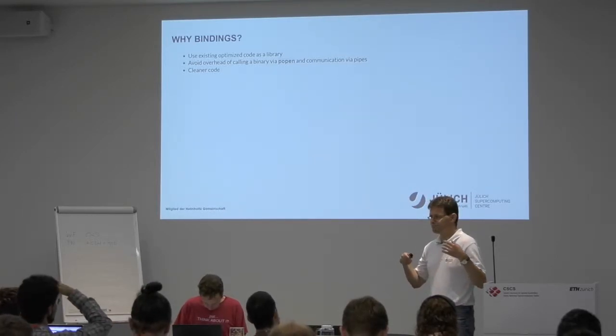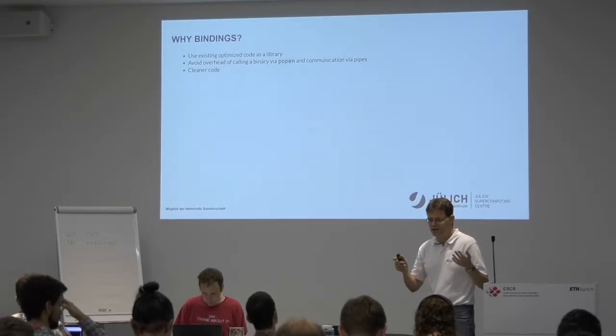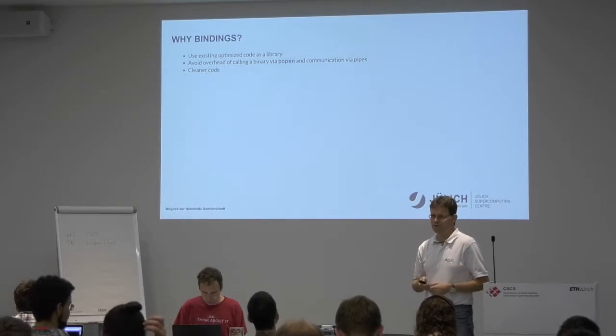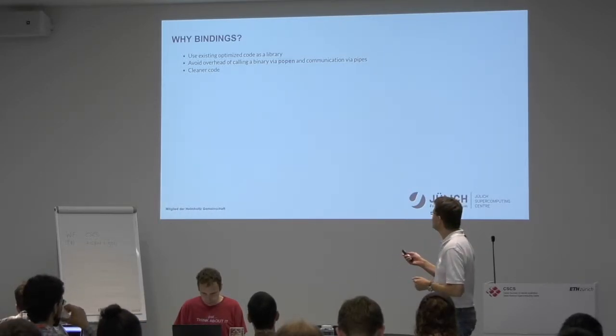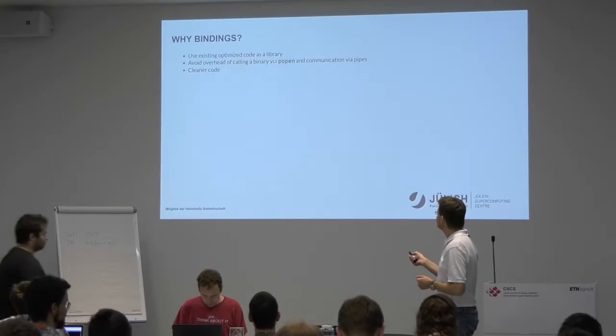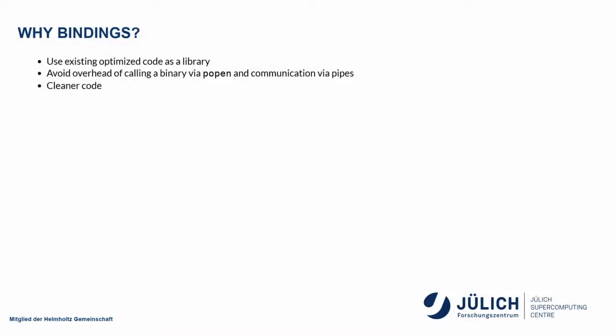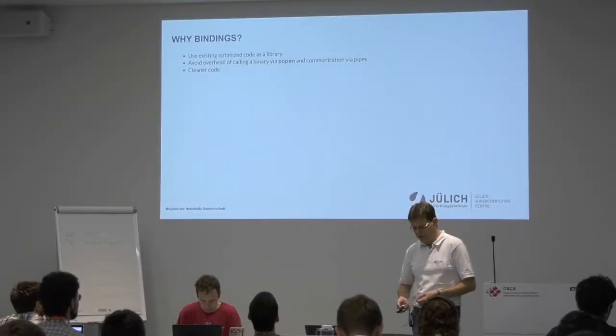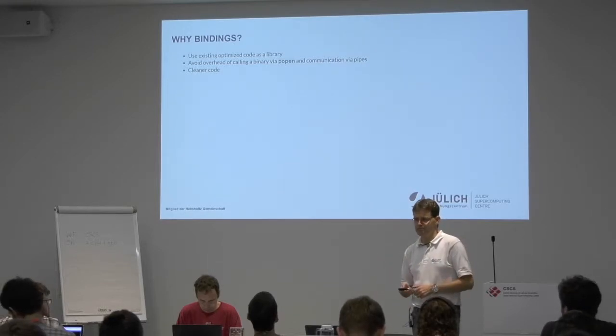You might have some code in your community that does something fast that you want to use within your Python code. And maybe you do that already, for example, by calling it via popen and communicating with pipes, which can be rather messy and also look rather ugly. So Python bindings can lead to cleaner code. Python in general is often used as a glue language, right? I mean, we often combine different tools like NumPy.